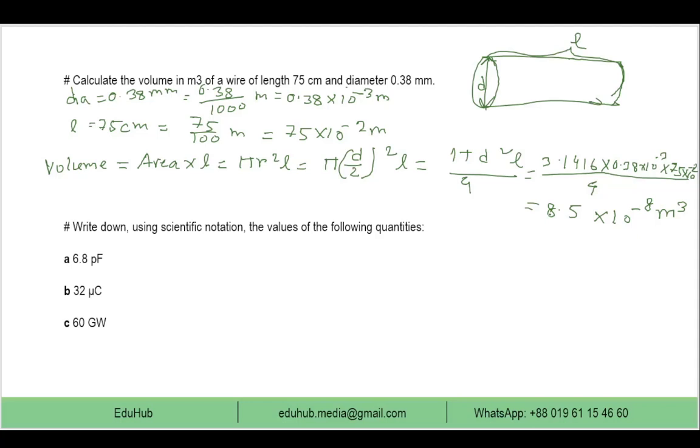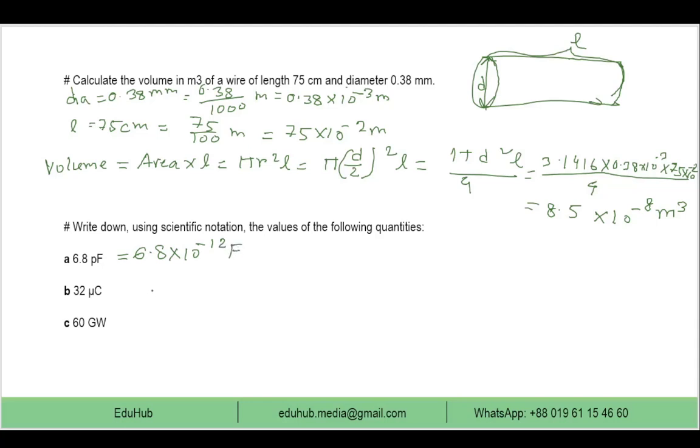Then the next problem is: write down using scientific notation the value of the following quantities. The first quantity is 6.8 picofarad. So pico is a submultiple. Picofarad is a submultiple of farad. That means it is 10 to the power minus 12 times farad. So we can write it 6.8 into 10 to the power minus 12 farad.